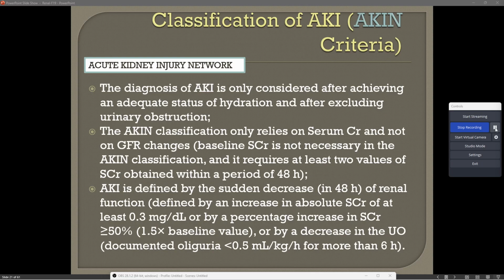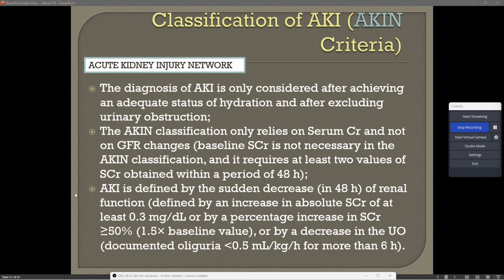So we don't even need a baseline serum creatinine, but what you would actually have to have is two serum creatinine levels drawn in the last 48 hours. What we're then looking at is a sudden decrease within that 48 hours of renal function, as resulted by the serum level of creatinine, of at least 0.3 milligrams per deciliter, or a percentage of 50% or more, or 1.5 times base value, or a decrease in urine output documented with oliguria less than 0.5 milliliters per kilogram per hour for more than 6 hours. Then you have met the criteria and essential functionality for having acute kidney injury.